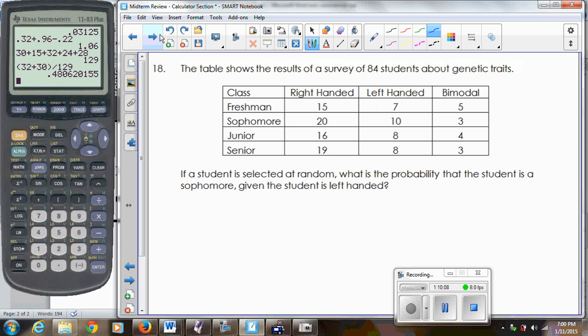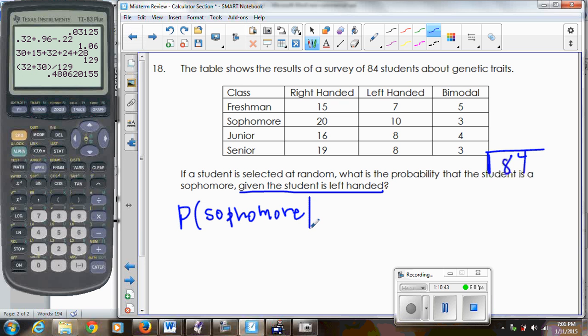All right, last problem. This is a conditional situation where you're given a two-way table. It says the table shows the results of a survey of 84 students about genetic traits. So we know that there are 84 students in this table total. All right, so it says if a student is selected at random, what is the probability that a student is a sophomore given that the student is left-handed? So the way we write this in terms of probability is using conditional probability. The probability that the student is a sophomore given, with a vertical line, that the student is left-handed.